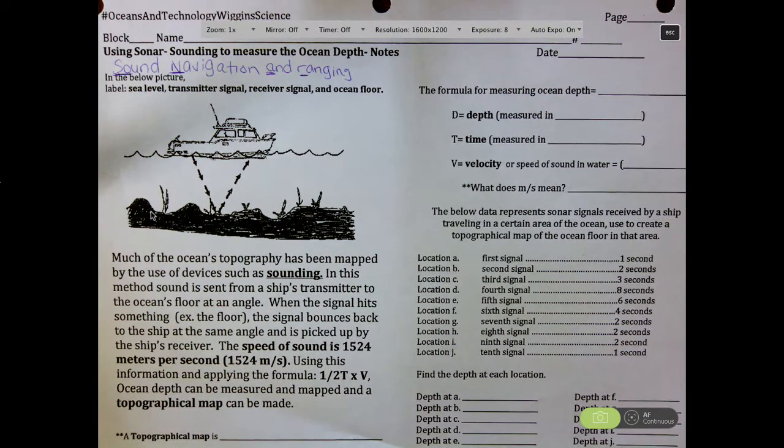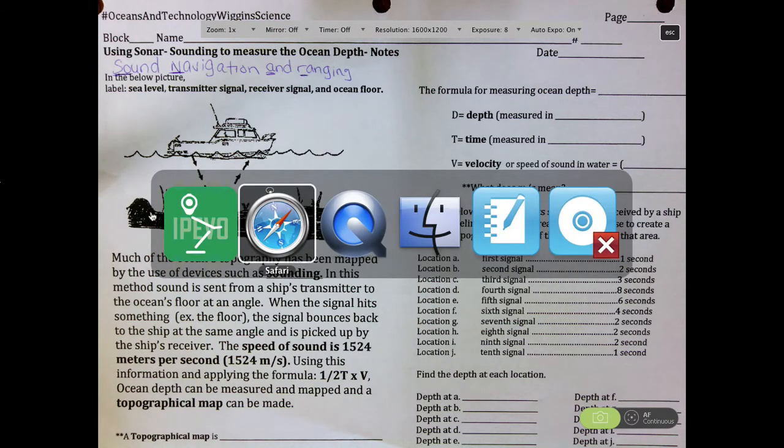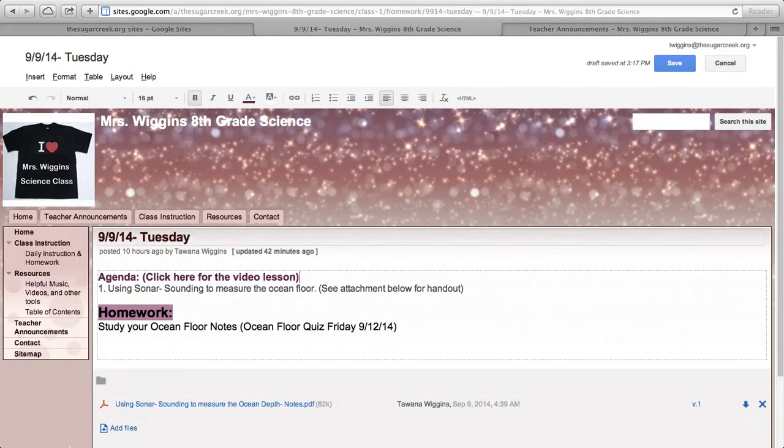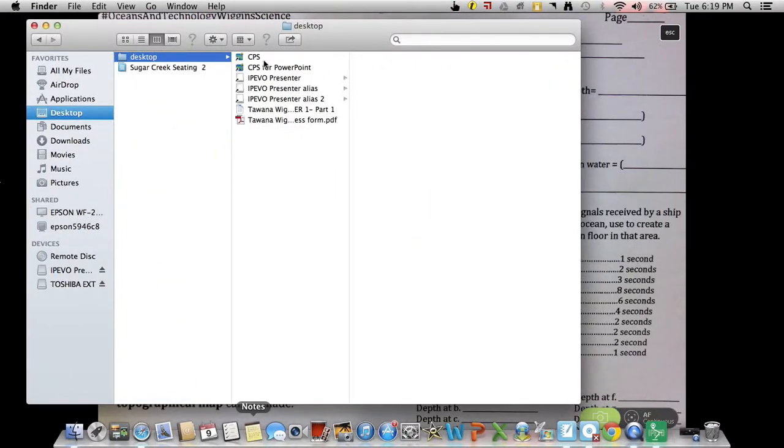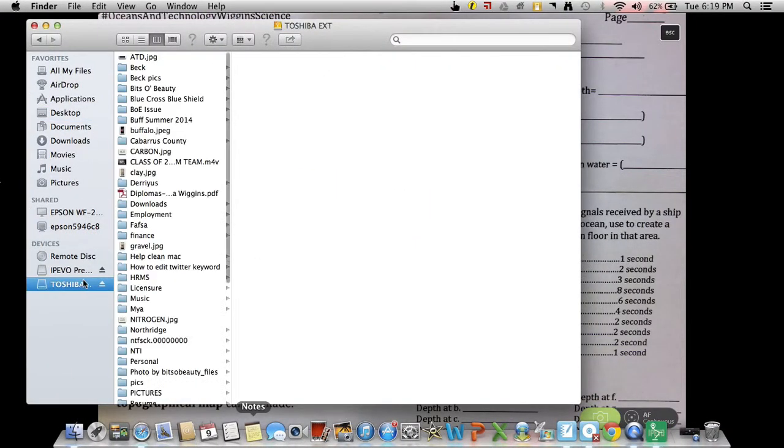Now, before we discuss how we measure the depth of the ocean floor, let's take a look at a little short video of how to measure the depth of the ocean floor. So let me pull that video up now. Give me a second.